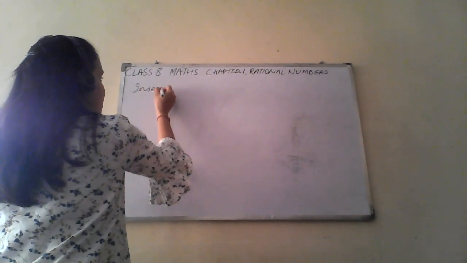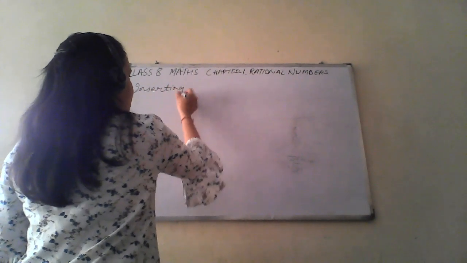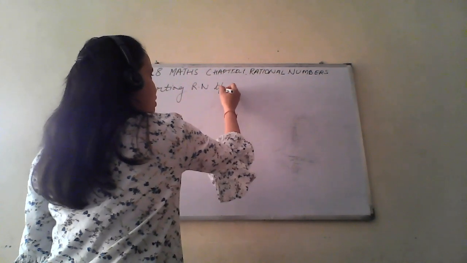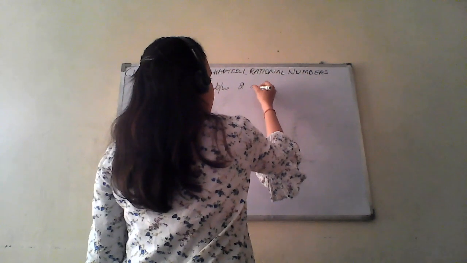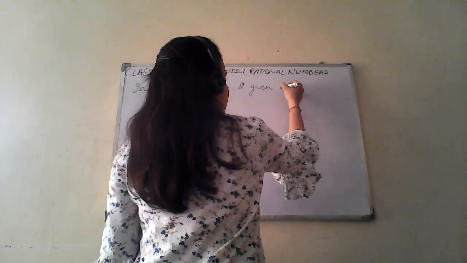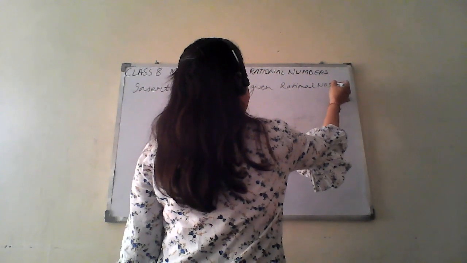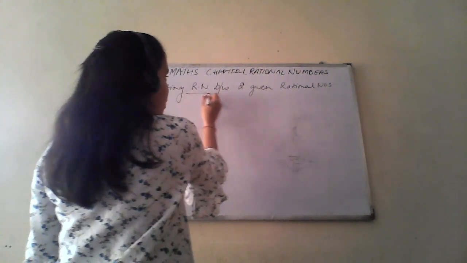The last topic of this chapter is inserting rational numbers between two given rational numbers. So this is the last topic of the chapter.